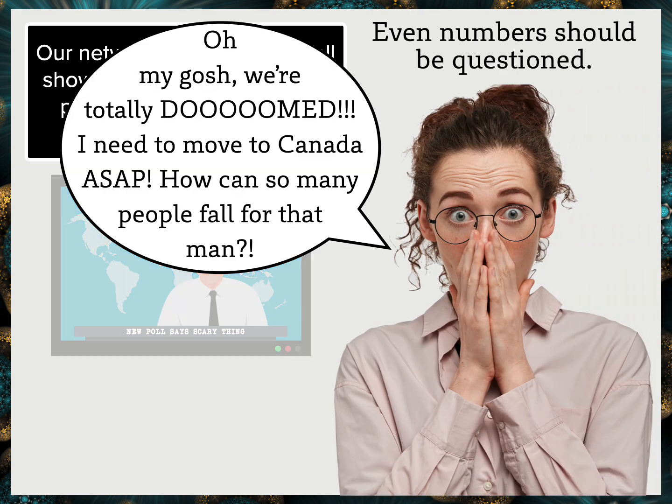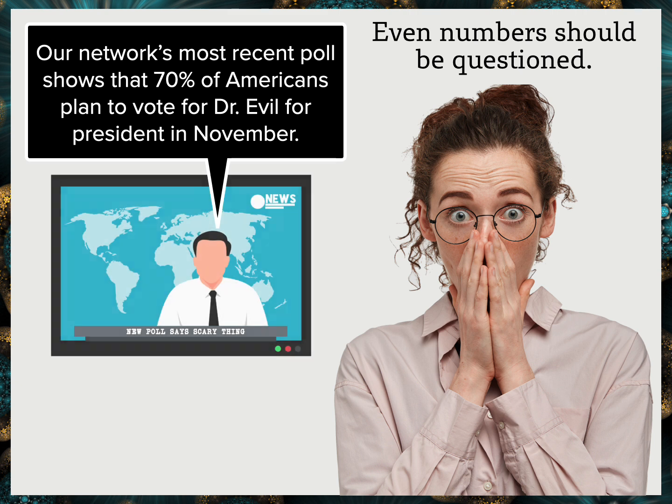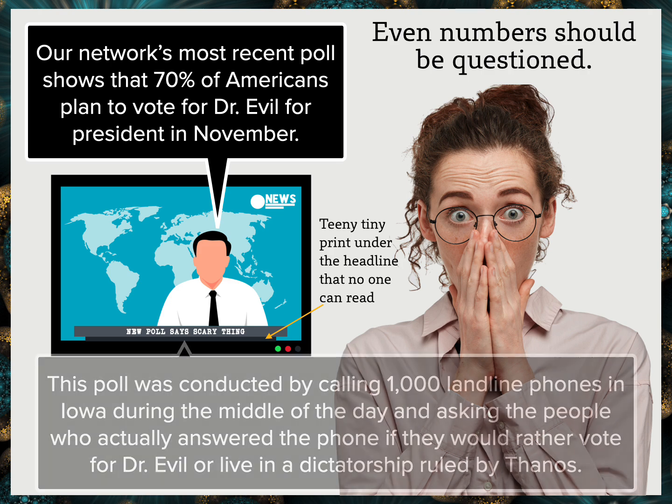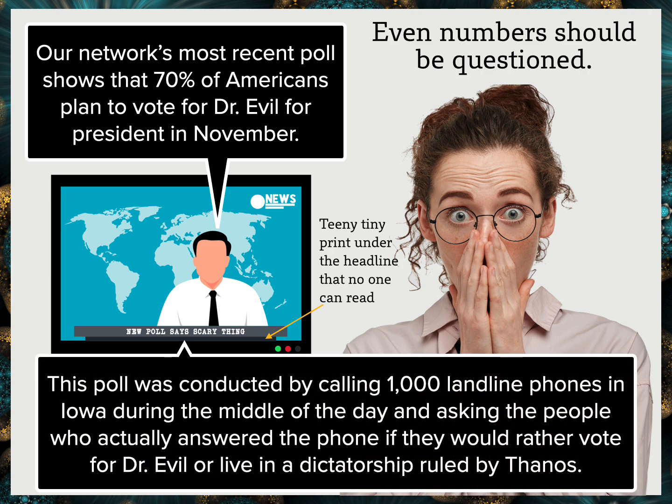Oh my gosh, we're totally doomed! I need to fly to Canada ASAP! How can so many people fall for that man? Panic time! But if we look at the teeny tiny print under the headline that no one can actually read, we might learn a little bit about how this information was gathered. This poll was conducted by calling 1,000 landline phones in Iowa during the middle of the day and asking the people who actually answered the phone if they would rather vote for Dr. Evil or live in a dictatorship ruled by Thanos.